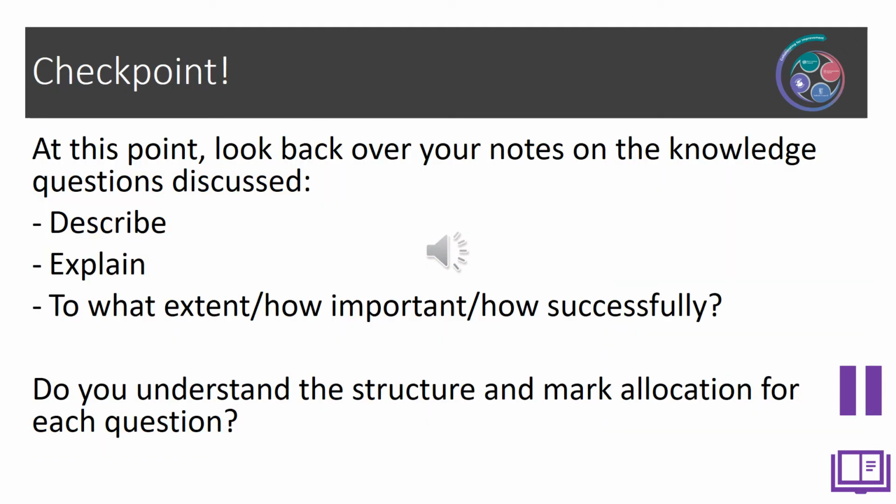Okay, so at this point I would call a checkpoint. You can pause the recording and take a few minutes just to take a breather. We have covered quite a lot of information already so far, so really well done for getting to this point. And what I would encourage you to do is to look back over the notes that we've looked at so far today on the knowledge questions, so the describe, the explain and the 9-marker, and just confirm and check with yourself that you understand the structure and mark allocation for each question. If you're still not sure, make a wee note of it to yourself and remember to ask your teacher the next time that you have contact with them.